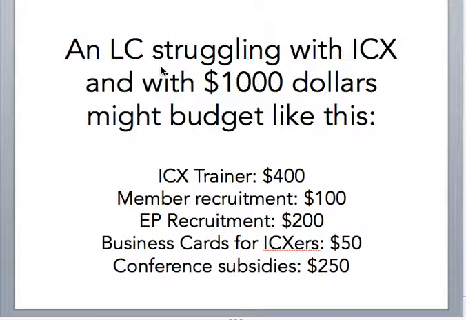An LC struggling with ICX and with $1,000 might have a budget similar to this. So you would bring in an ICX trainer, and that would cost a lot of money. And you might even do business cards for your ICXers. You still have to spend money on member recruitment and EP recruitment because those are incredibly important parts of your year, and you can't sacrifice those. But you could help optimize all your processes by subsidizing conference fees and sending all of your members, ICXers, OGXers, TMers, anybody, to a conference and educating them on how they can do their job more quickly and more efficiently.